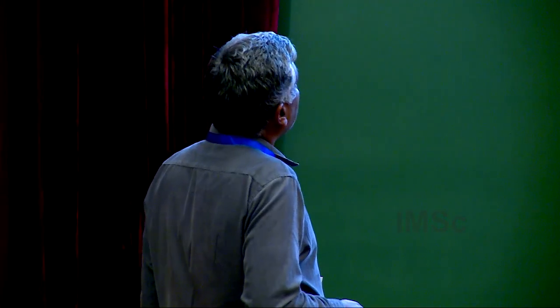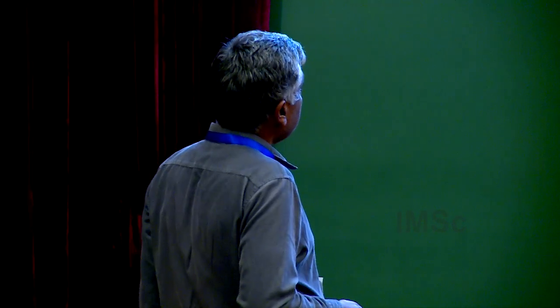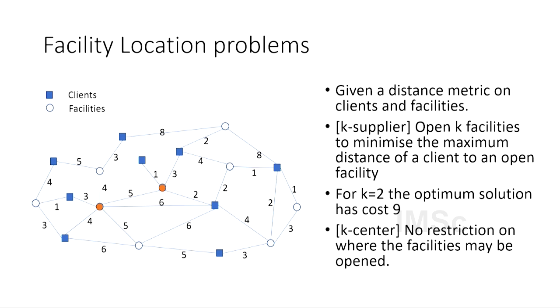So in this example, if K were 2, that is, you had money only to open 2 such shops, then if you place them at those 2 orange spots, you would incur a cost of 9. What does that mean? That means that the maximum distance any client would travel would be at most 9, and I believe this client will travel 3 and 4, 7 and 2, 9 to reach there. Everyone else will travel less than 9, right? So this may or may not be the optimum solution, but I think it is, but you can check.